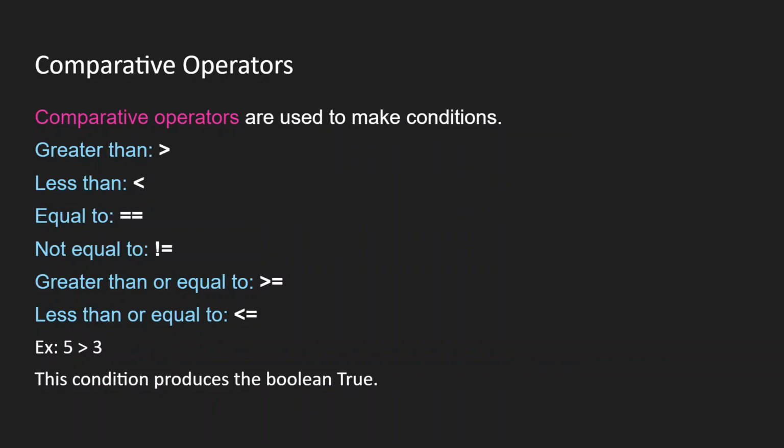Comparative operators are used to make conditions. So there's the greater than sign, less than, equal to, not equal to, greater than or equal to, less than or equal to, and these will all produce a Boolean when used to compare two values.